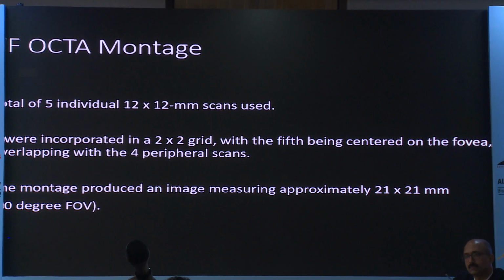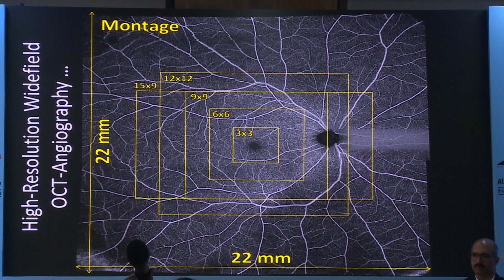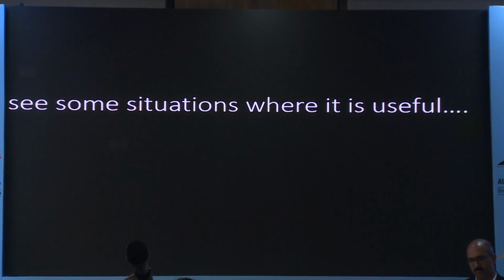But the wow factor comes with the montage. This is 5 scans, each of them 12 by 12. So 4 peripheral scans are incorporated, and you have a center one at the fovea. Together you get a little more than 100 degrees. This is where you get 22 millimeters by 22, a very wide field view of the retina with this montage. So let's go into interesting situations.